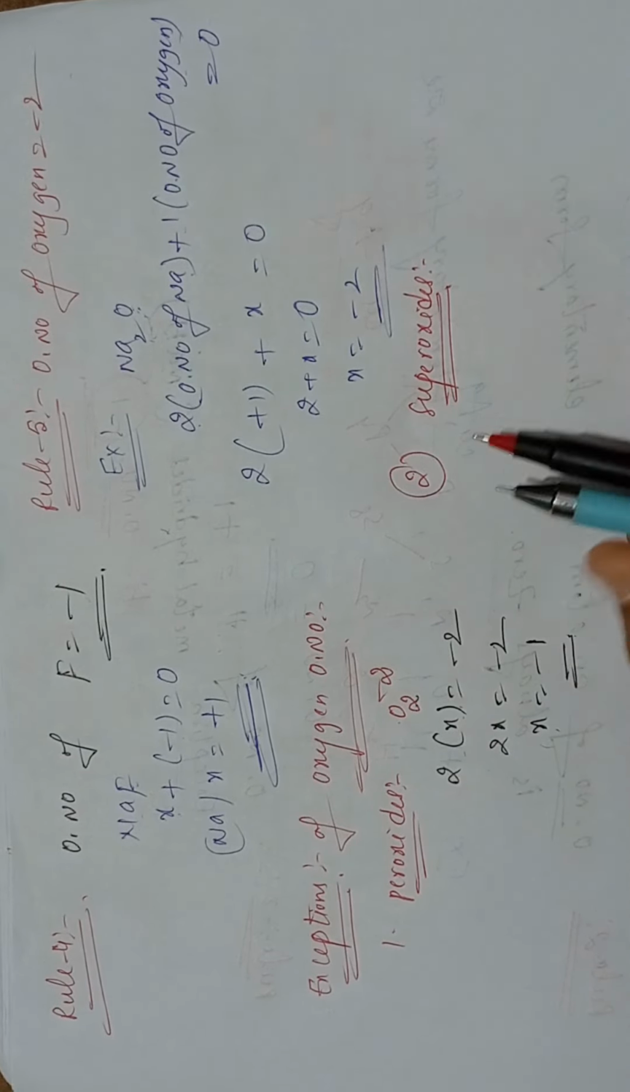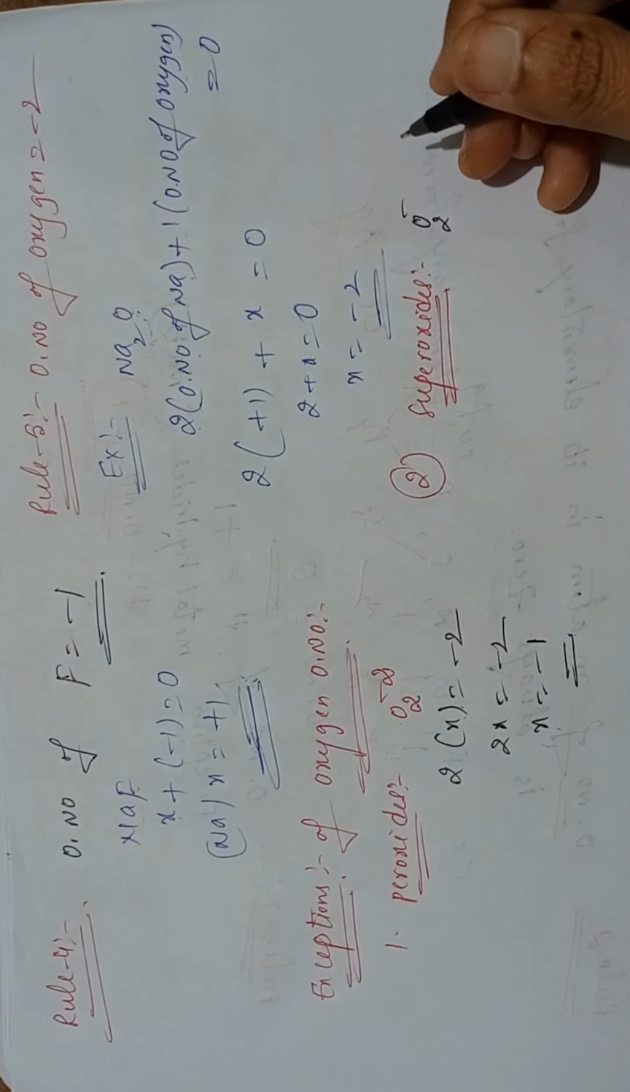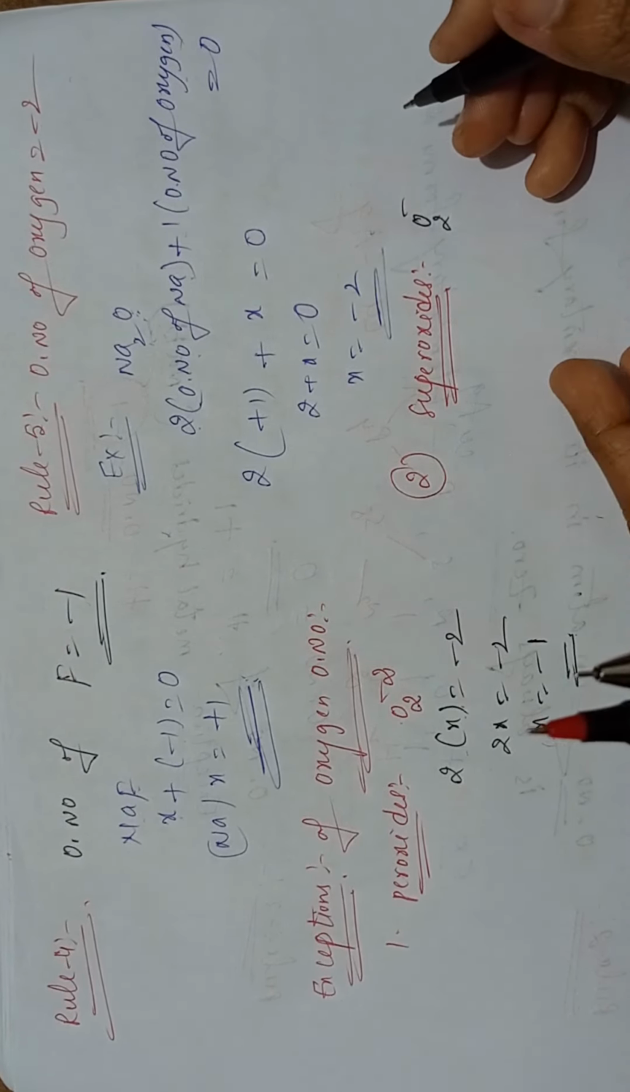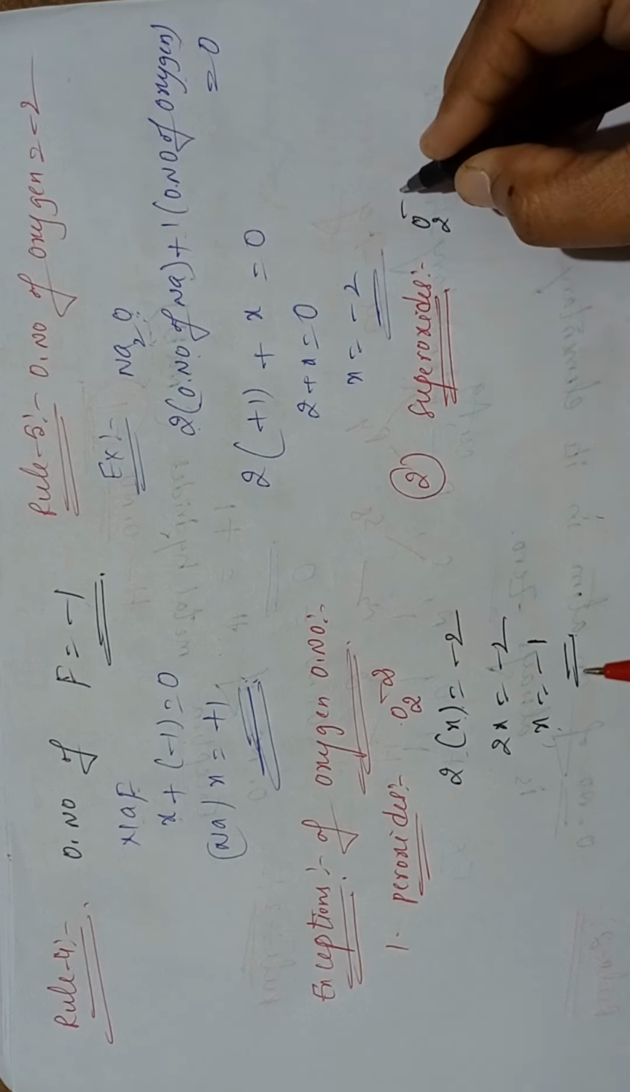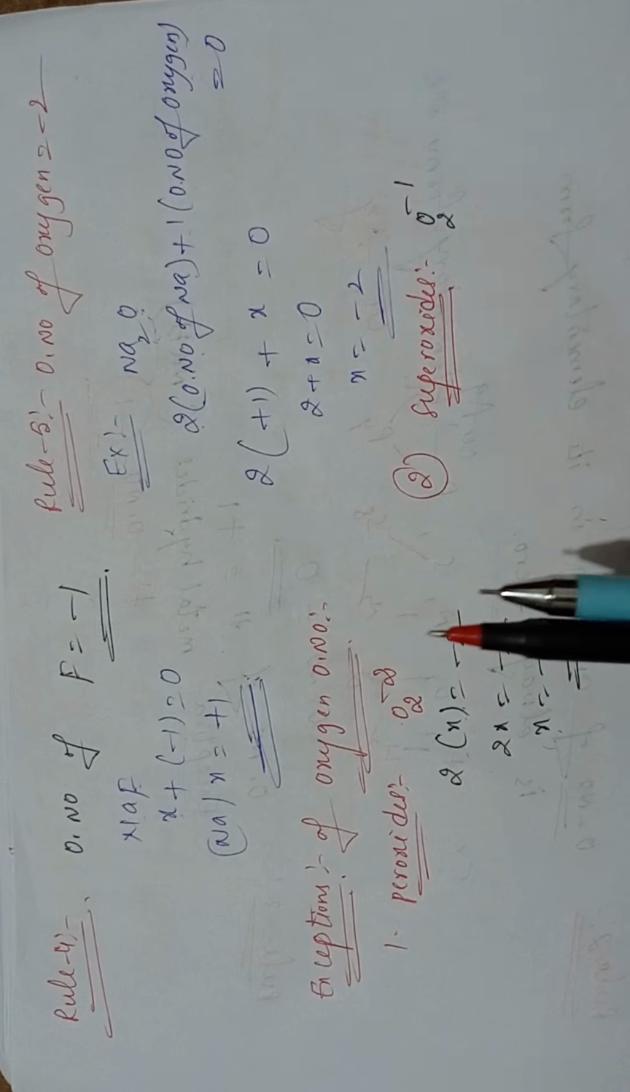Superoxide. So what is the formula of superoxide, students? Peroxide is O2 2-. Now coming to the superoxide, its formula is O2 -1. Clear this one? Superoxide formula is O2 -1.